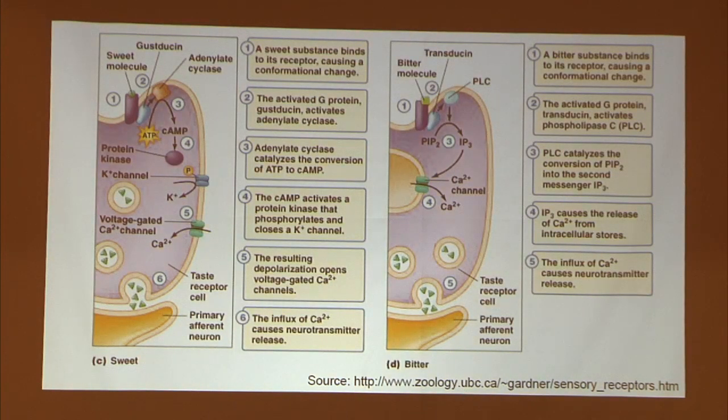Then we have sweet and bitter. So these are using metabotropic receptors instead of ionotropic receptors. So we have the glucose binding to its receptor. We're going to have the activation of adenylyl cyclase, so ATP is going to cAMP. cAMP is then going to activate the protein kinase, which is going to close these potassium channels. That's how it allows calcium in to depolarize the cell.